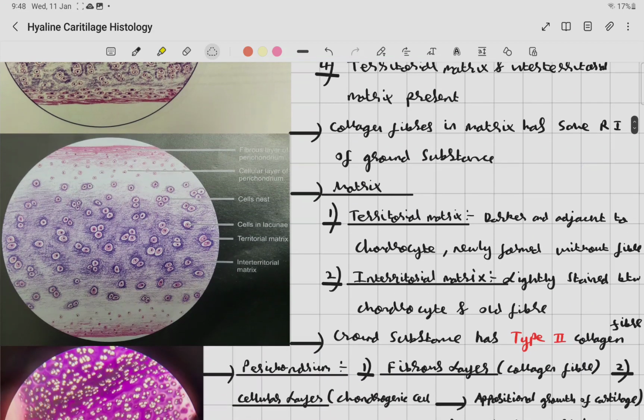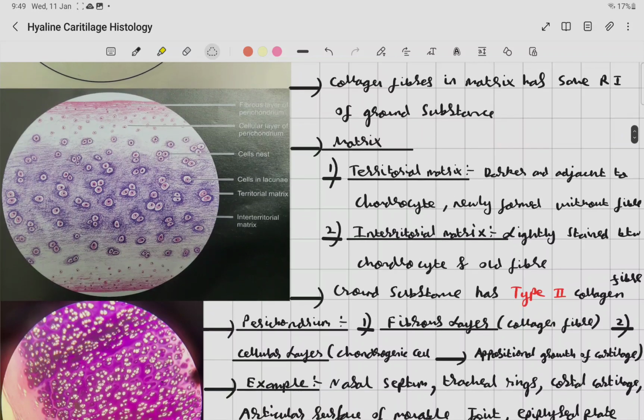Now, the matrix is divided into two: territorial matrix and interterritorial matrix. The territorial matrix is darker, adjacent to the chondrocyte, and newly formed without fibers. The interterritorial matrix is lightly stained, between the chondrocyte and the old fiber.